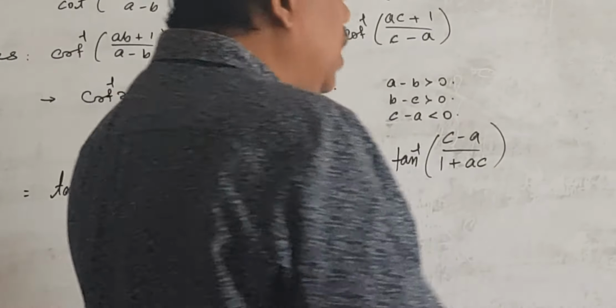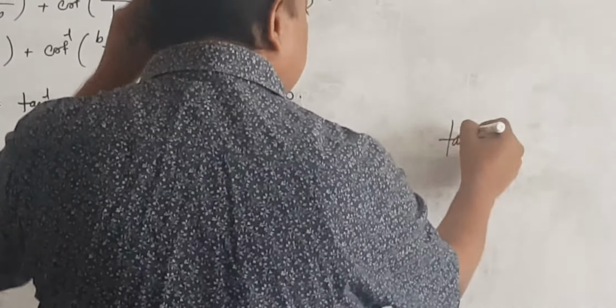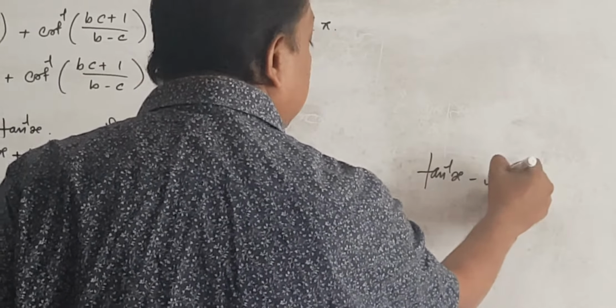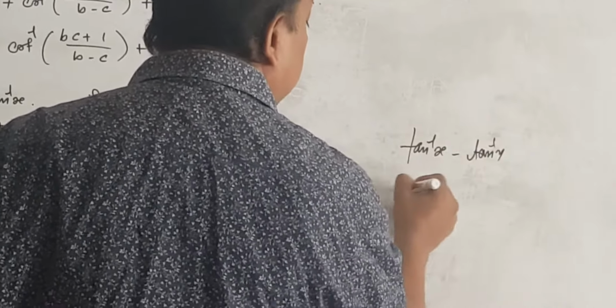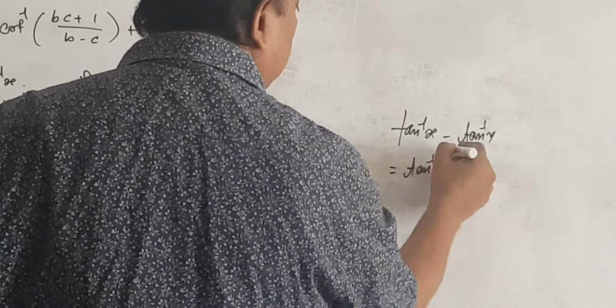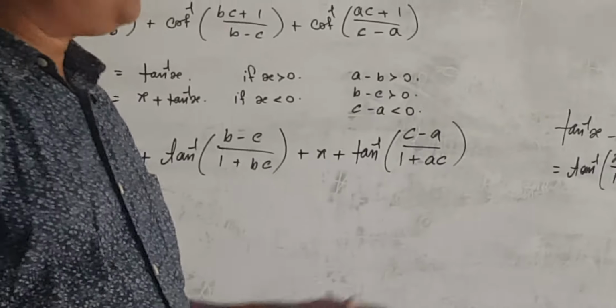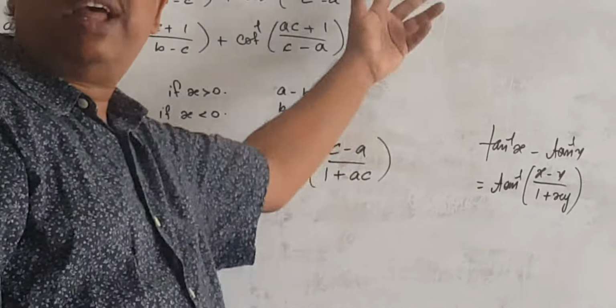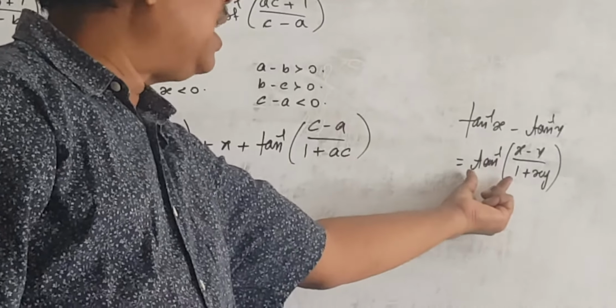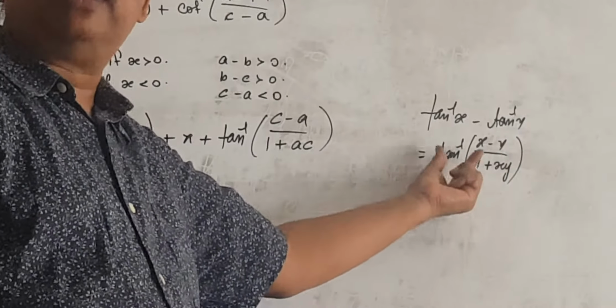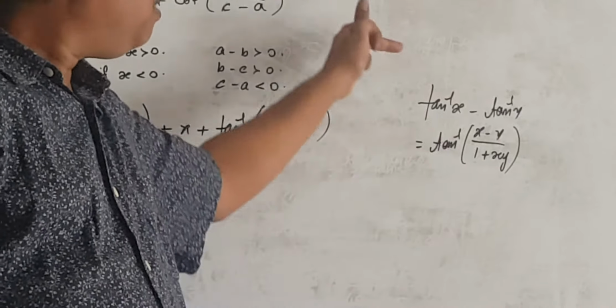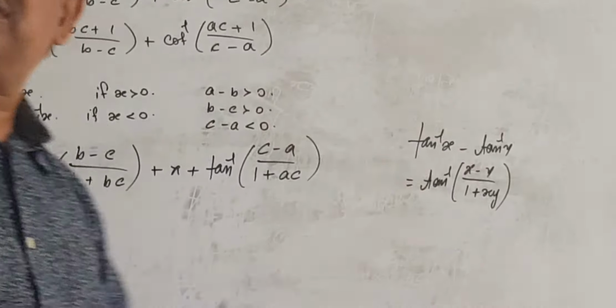You also know one more rule like that. Tan inverse x minus tan inverse y is what? Tan inverse (x minus y) upon (1 plus xy). This rule we can use from left to right as well as right to left. It is a similar form. Right hand side gives tan inverse (x minus y) upon (1 plus xy), which becomes tan inverse x minus tan inverse y.